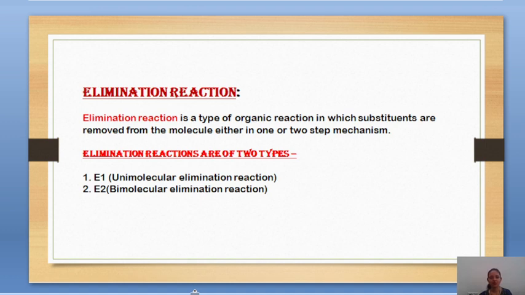Elimination reactions are basically of two types, that is E1 and E2 reactions. E1 stands for unimolecular elimination reaction and E2 stands for bimolecular elimination reaction. Now we'll start with E1 and E2 reactions. So let's first start with the E1 reaction.